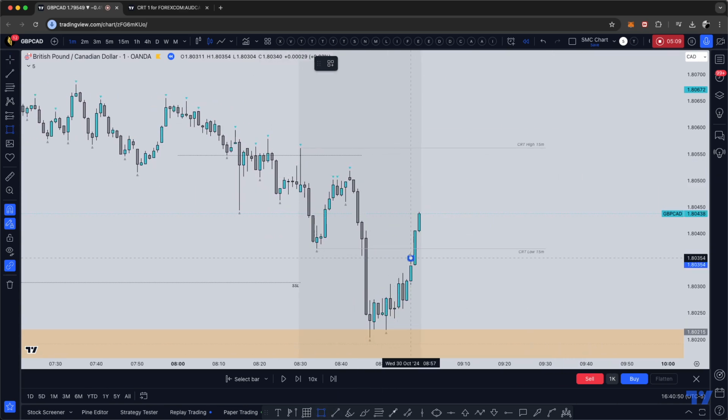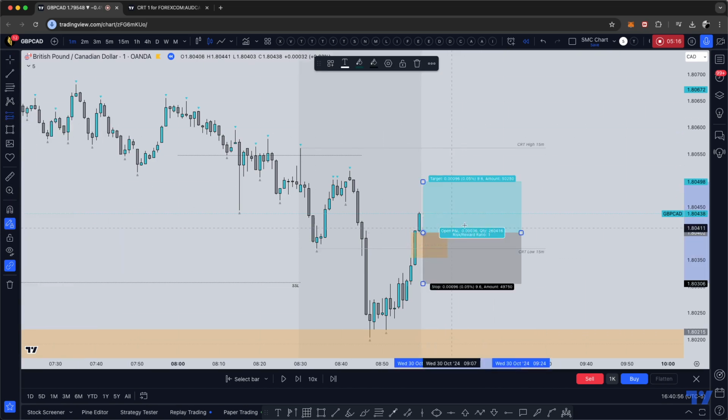Where's the last fair value gap that was created? Right here. Where's going to be your entry? It has to be right there. You have to place your buy limit order in that fair value gap. That's the one you want to be trading. In this particular scenario, that's the one you want to be trading. I'll be cautious right here with the stop.